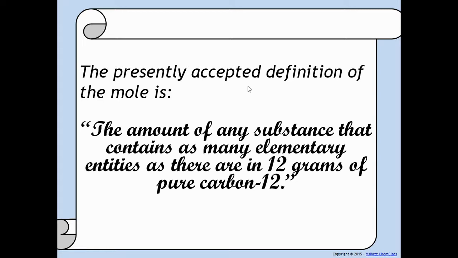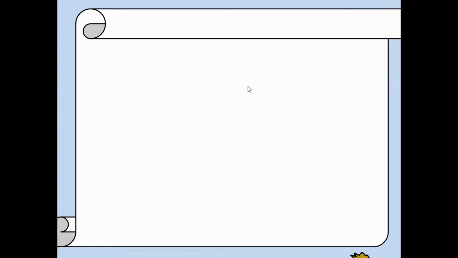Why carbon? Because carbon makes up everything that's important to us. So the reference point for the mole is carbon. It says if you have a mole of carbon, it's going to weigh 12 grams. 1 mole of it will weigh 12 grams. That is also the atomic mass of carbon if you look it up on your periodic table. So the mole is relative to carbon.